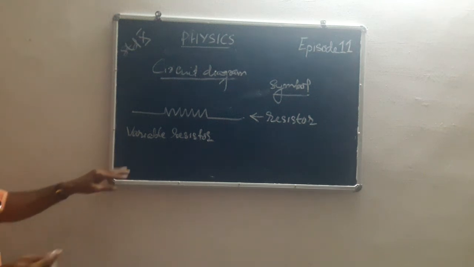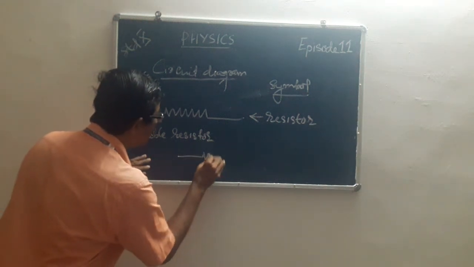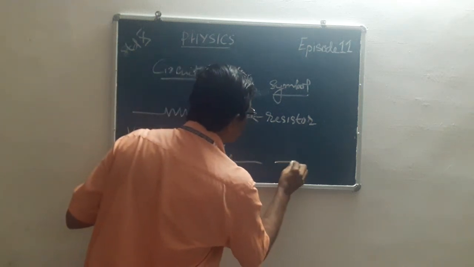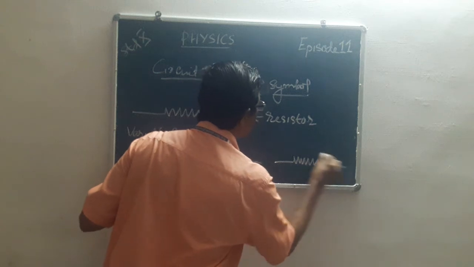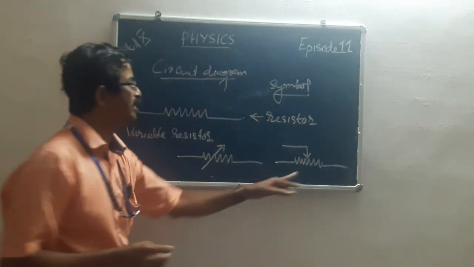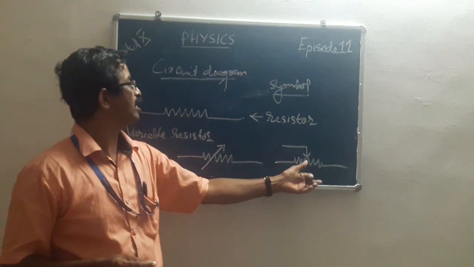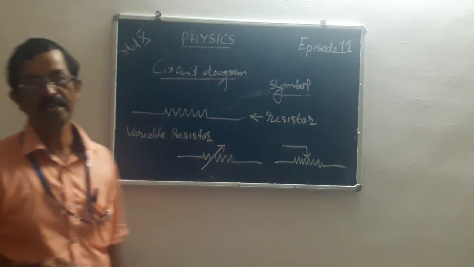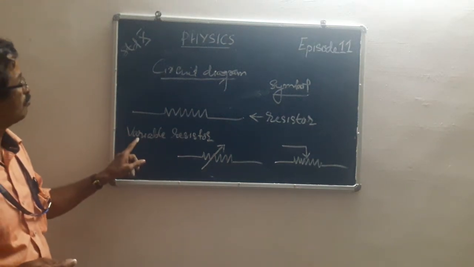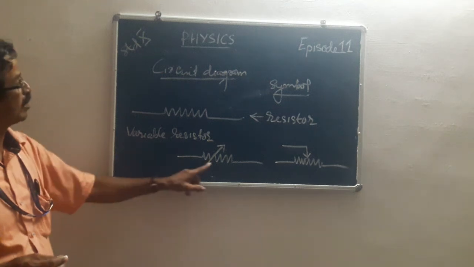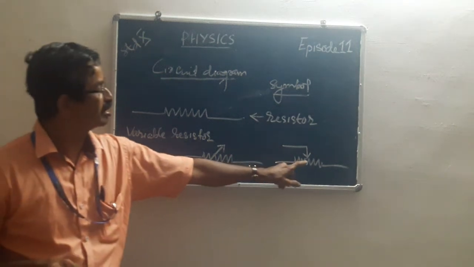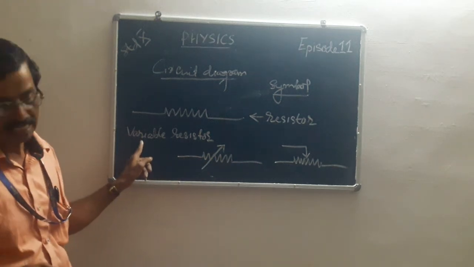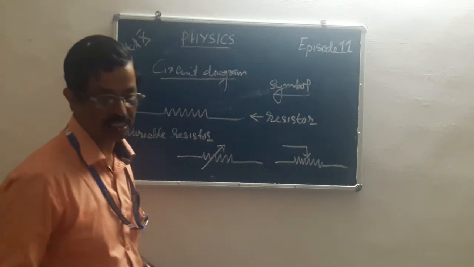If we use a variable resistor, then its symbol is this way, or this also. This symbol is also used for the rheostat. This is the symbol for rheostat. Rheostat is a variable resistor. So this is how we can represent a variable resistor, this one or this one. That means when the length changes, the resistance changes. That is why we use a variable resistor here.